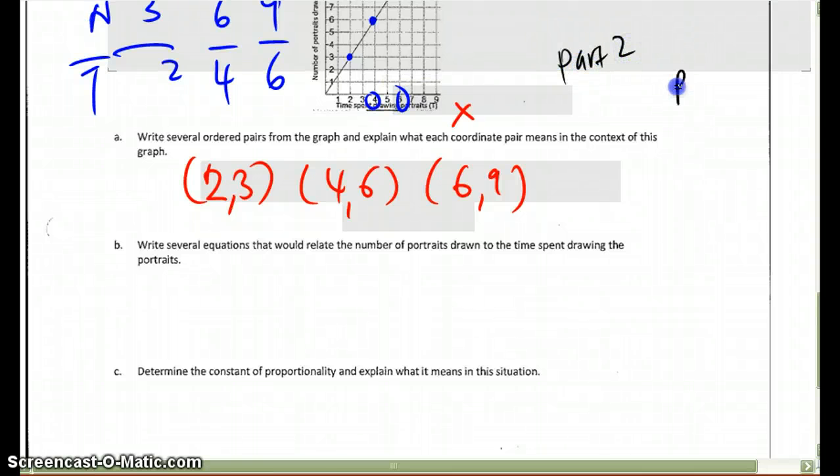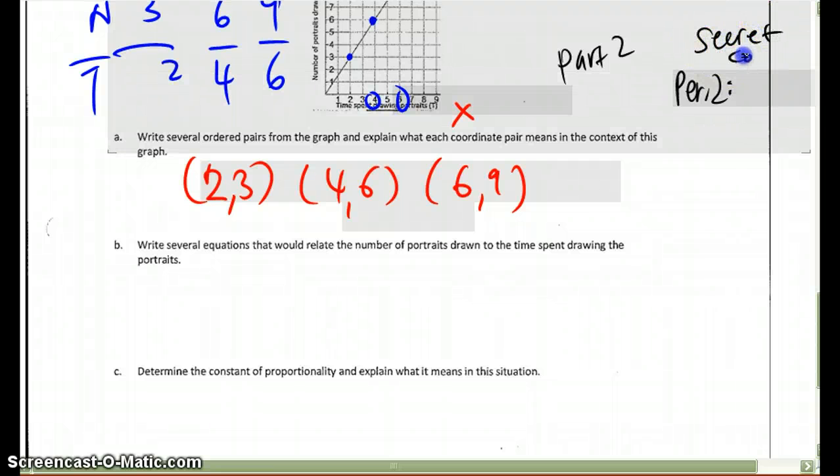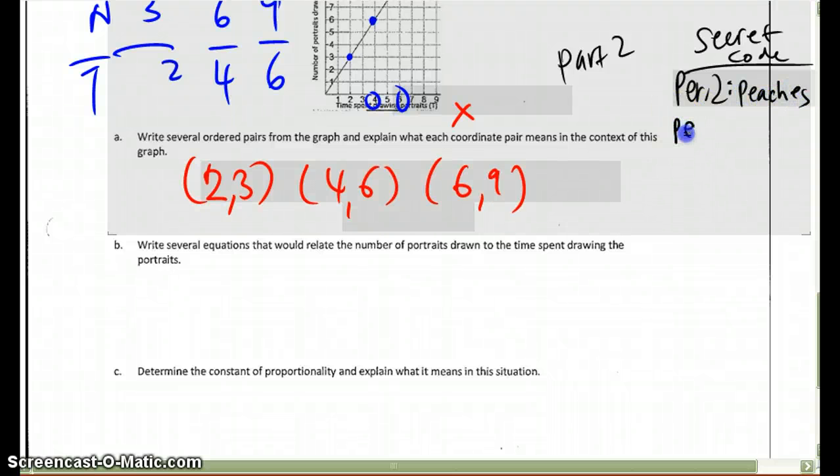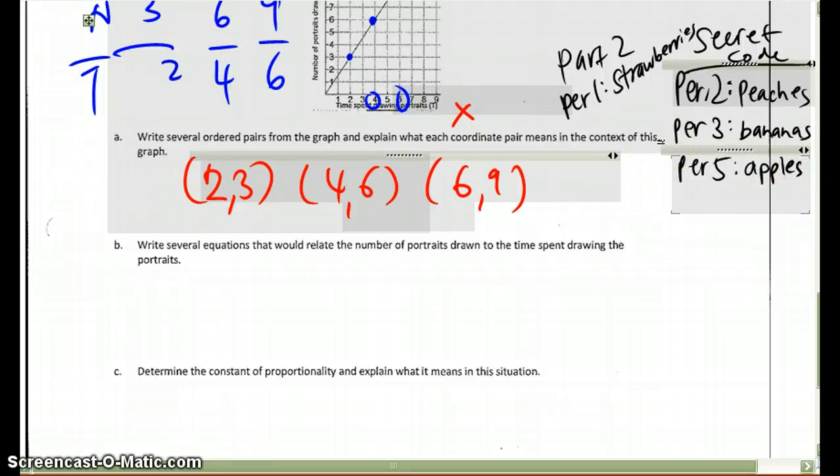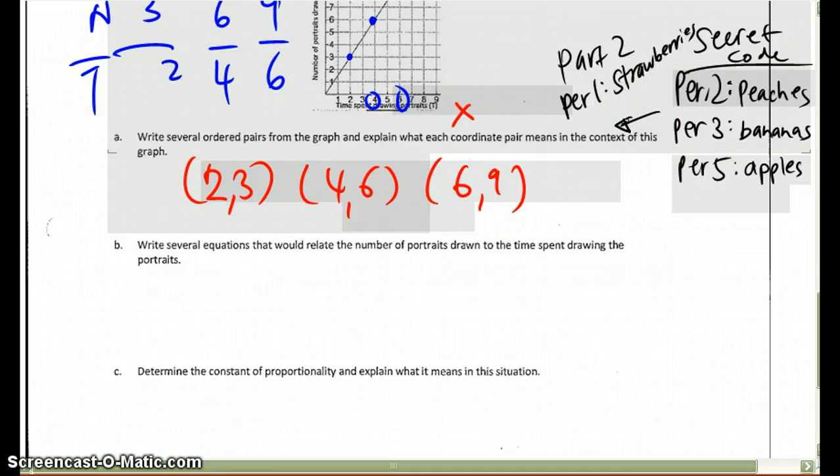Go ahead, and if you are in period 2, please write the secret code. Secret code for period 2, peaches. If you're in period 3, your secret code is bananas. Oops, I forgot period 1. Period 1, our secret code is strawberries. And period 5, your secret code is apples. Okay, you're going to write this right here on this page, right next to problem letter A.